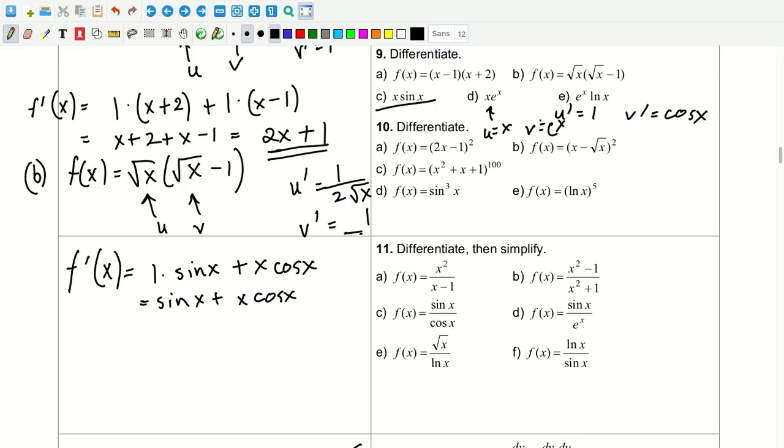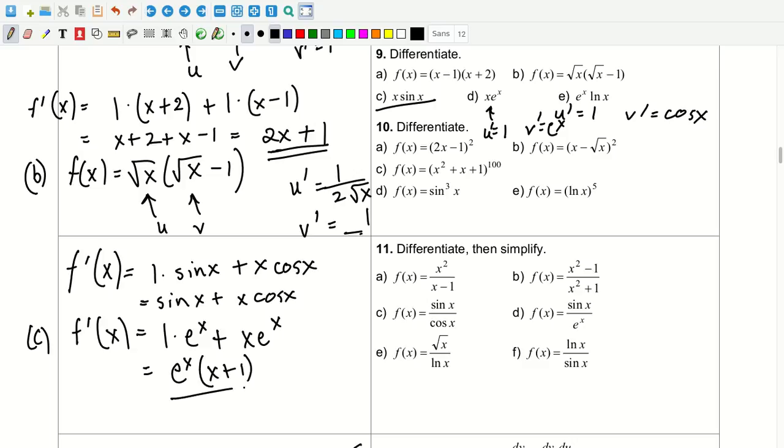Okay, and now if I call u x, and v e to the x, then I know that the derivative of e to the x is itself. So v prime is actually e to the x. U prime is just going to be 1, that's the derivative of x. So the f prime of x would just be 1 times e to the x plus x e to the x, and so I can take a common factor of e to the x out, and I get e to the x times x plus 1.